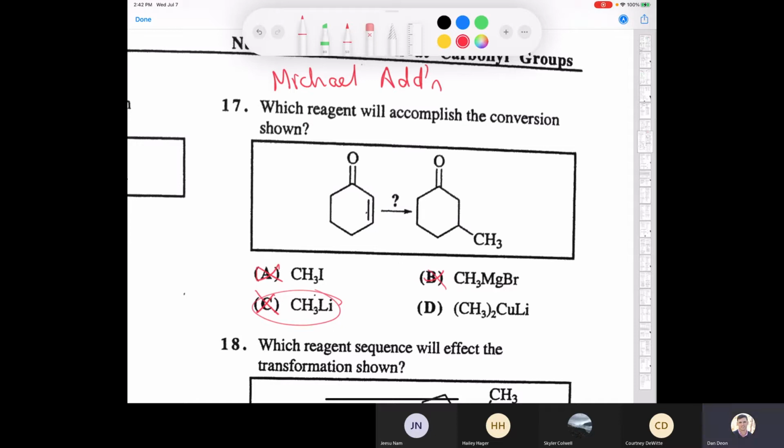But remember, this is a Gilman reagent or a cuprate. Well, cuprates do 1,4 addition when we use a cuprate. So this is a Michael addition. And so to do this, we would use a cuprate to do that. It's a softer, what we call a softer nucleophile.